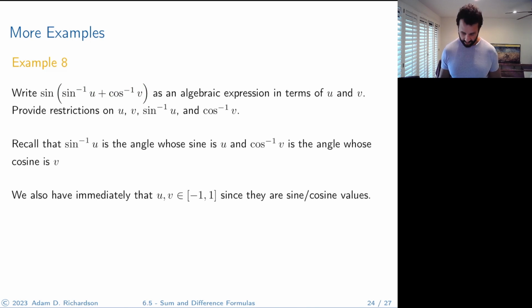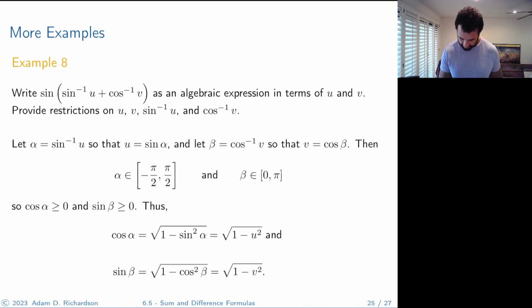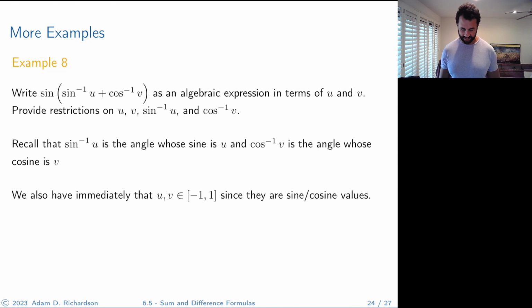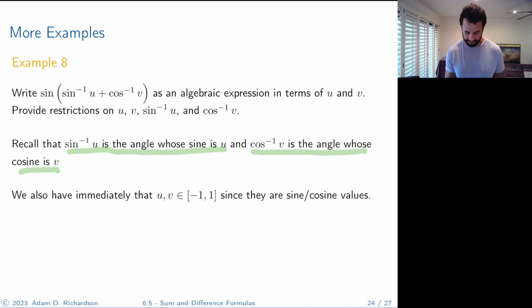Here we go. Do I do that yet? Oh, I do that on the next slide. So this is just what I was saying, right? This is the angle whose sine is u. This is the angle whose cosine is v. One thing we have immediately, since we were also asked to provide restrictions, is that u and v have to be between -1 and 1. That's because sine and cosine are bounded by -1 and 1. They lie in between -1 and 1, inclusive, since they're sine and cosine values.